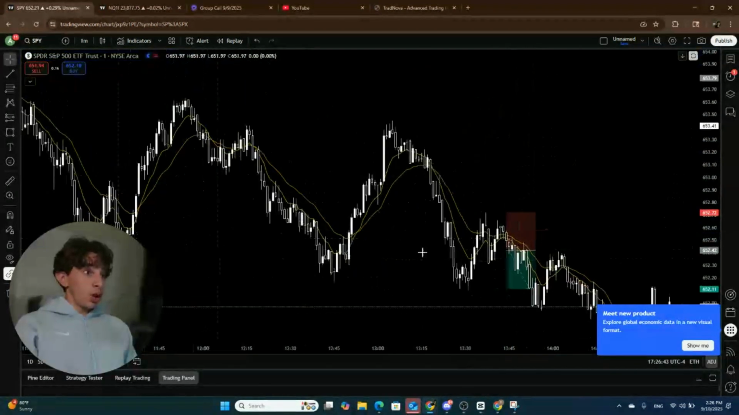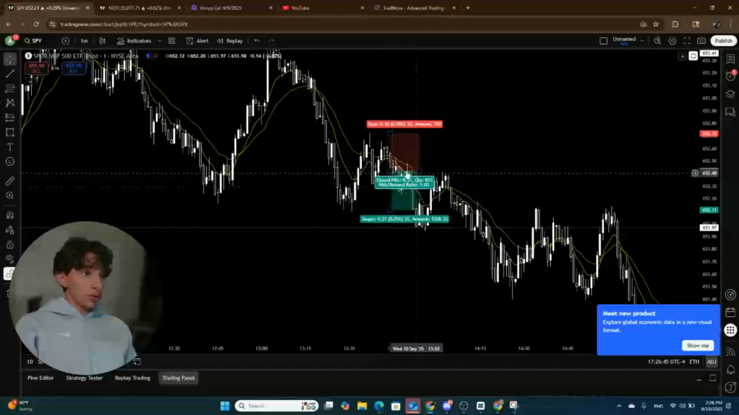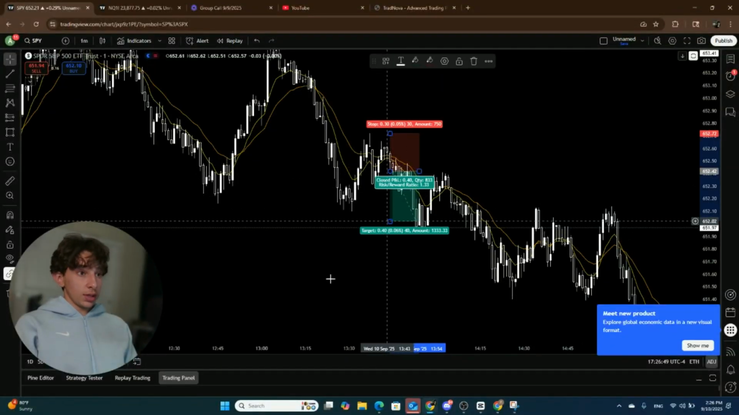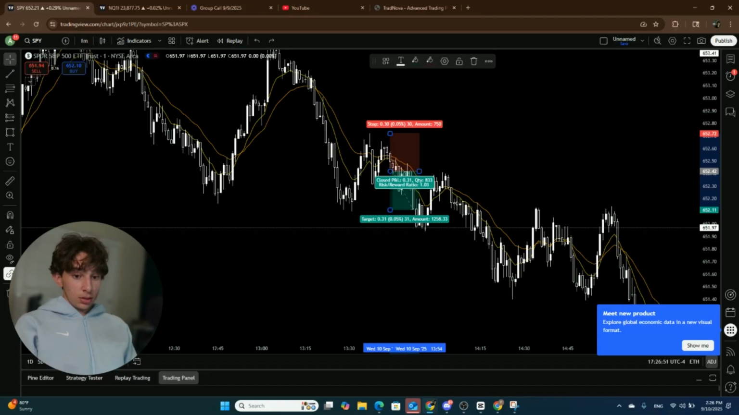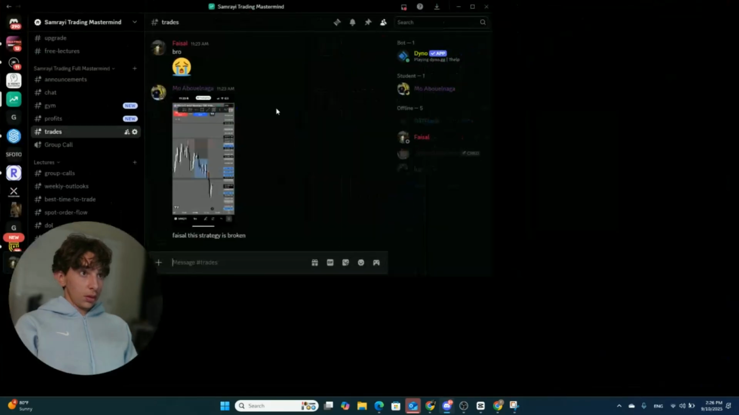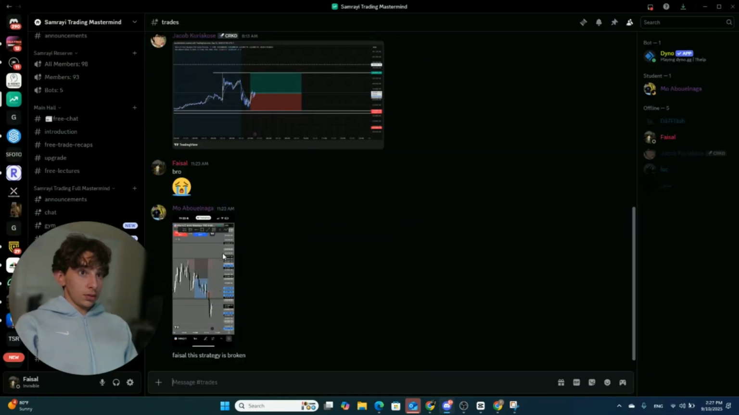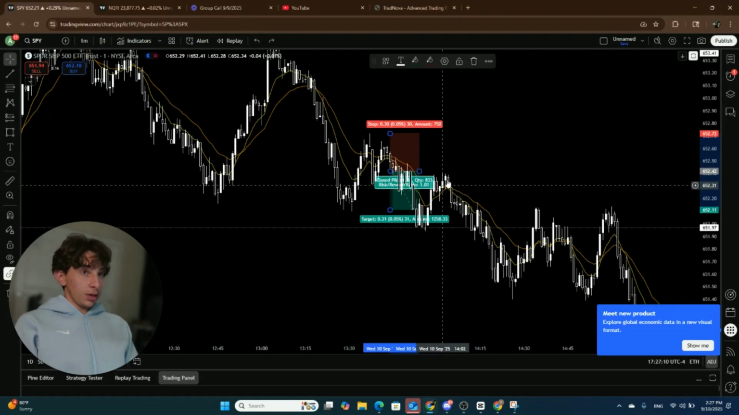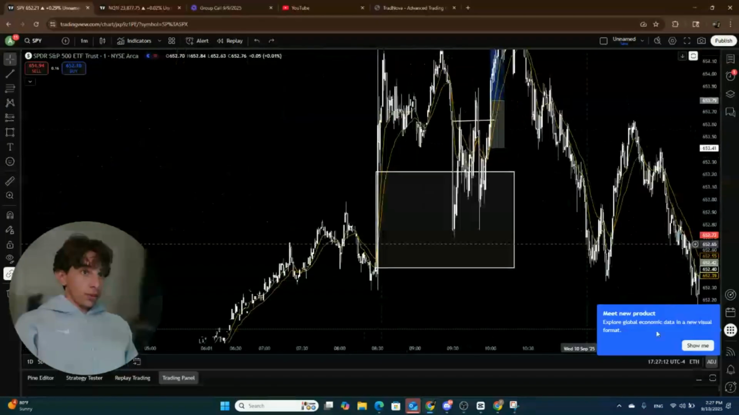If you guys took a short on the 1045 macro, which I forward tested, you could have taken it. You could aim for lower. One of my students took the exact same trade. I'll show you guys right here. See that? Faisal, the strategy is broken. Right here, this was the exact trade. He took a 1045 macro. Perfect. He understands strategy. But this is besides the point.